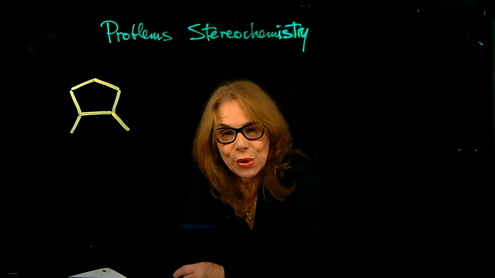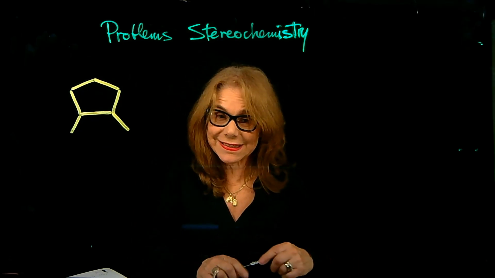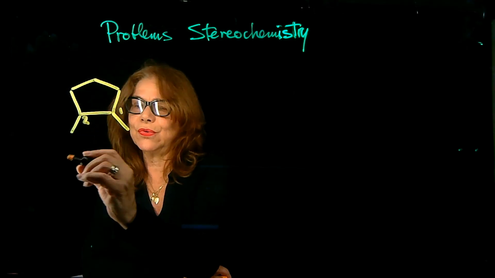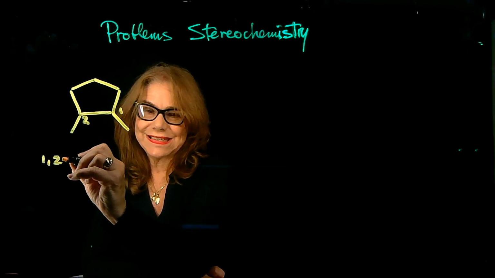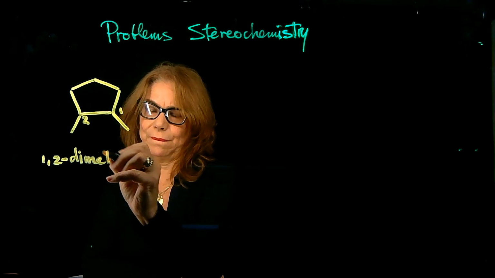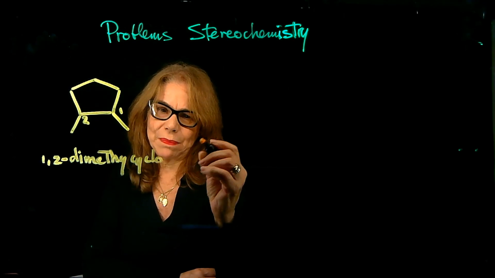This problem says that we gotta draw all the possible stereoisomers of this compound. If we were to name it, it is 1,2-dimethylcyclopentane.